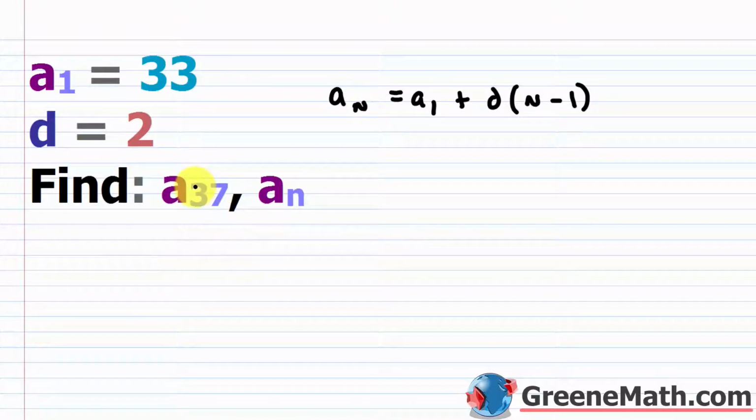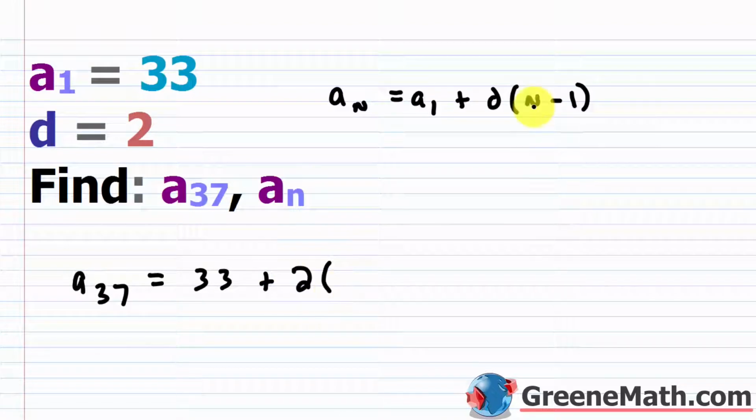So I'm going to start with what I want to find. So I'm going to put a sub 37. Okay, so that's taking the place of a sub n here. This equals, what is a sub 1? It's 33. So I'm just plugging in. Then plus d, I'm given that, it's 2. Okay, then times the quantity n minus 1. What is n? It's 37, so it's what I'm trying to find. So 37 minus 1 is 36.